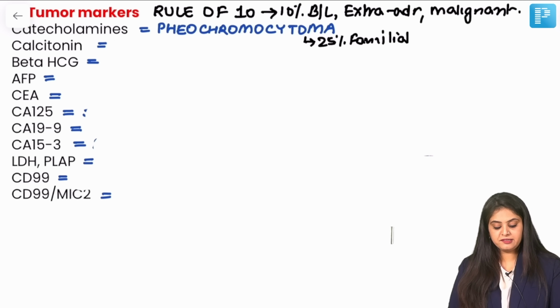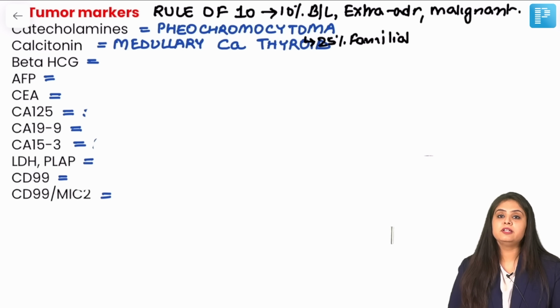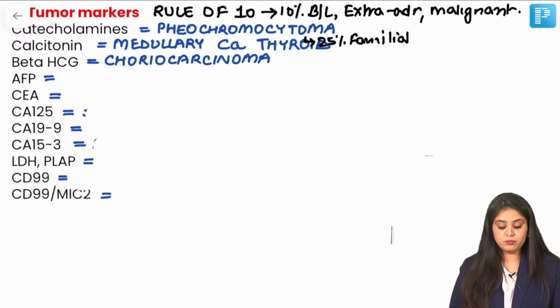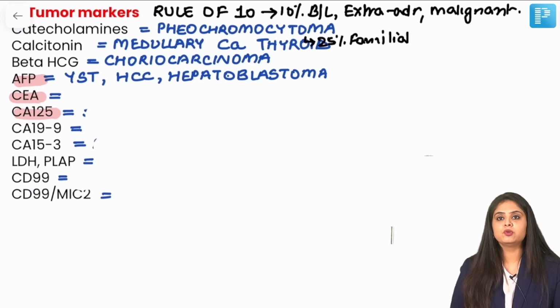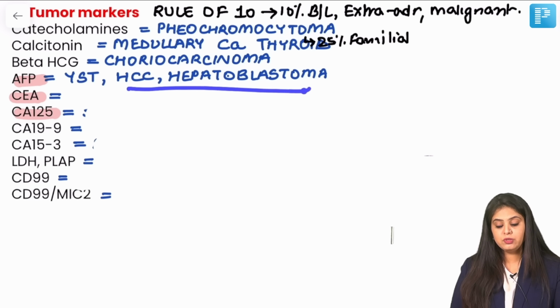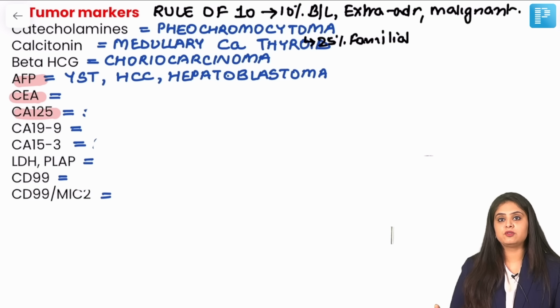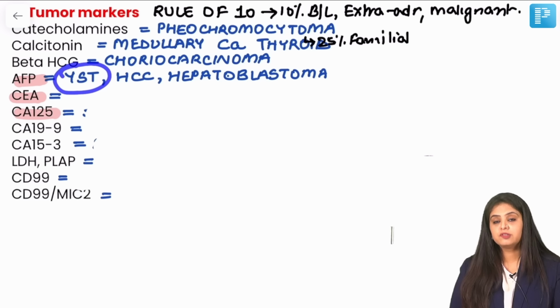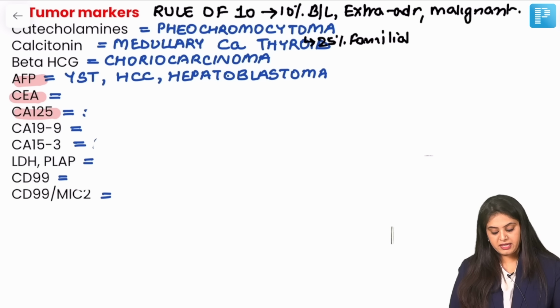Coming to the next, calcitonin, that is the tumor marker for medullary carcinoma thyroid. Then beta HCG, of course, you know, is for choriocarcinoma. Then I'm highlighting the next three, which are the most important tumor markers. First being alpha fetoprotein, which comes from yolk sac tumor and also comes from two liver cancers, that is HCC and hepatoblastoma.